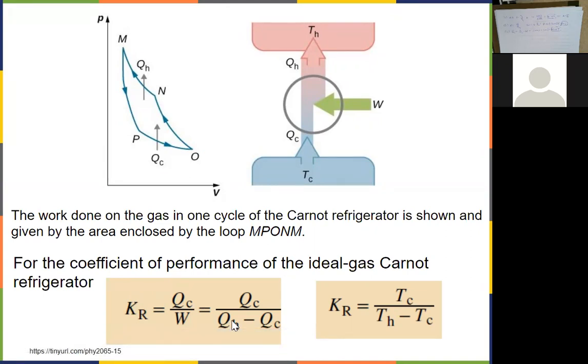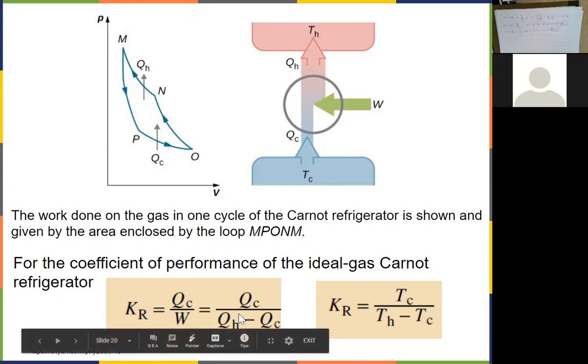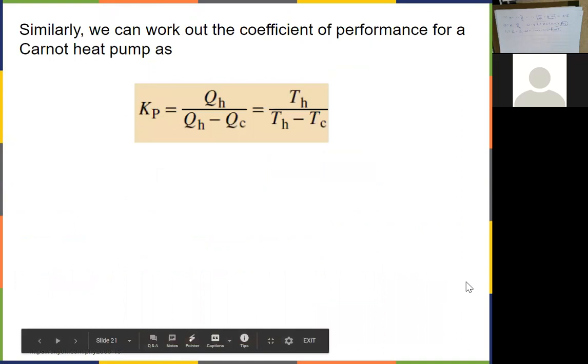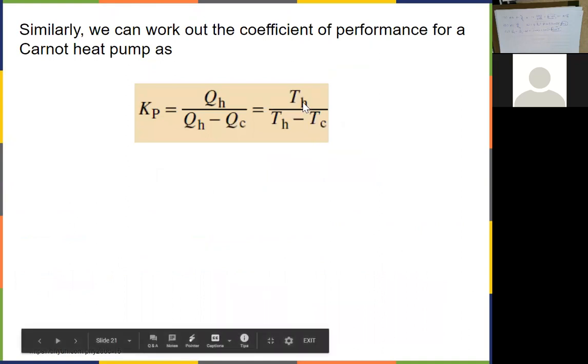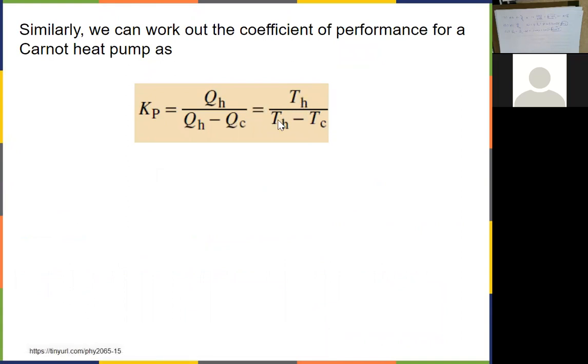Because QC over QH is equal to TC over TH, this can be written as TC over TH minus TC, for the Carnot refrigerator. And for a heat pump, it would be TH on the top instead of TC, because for a heat pump it's QH on the top: TH divided by TH minus TC.